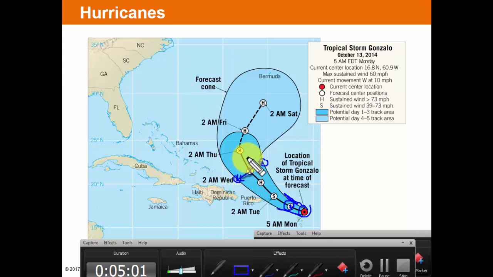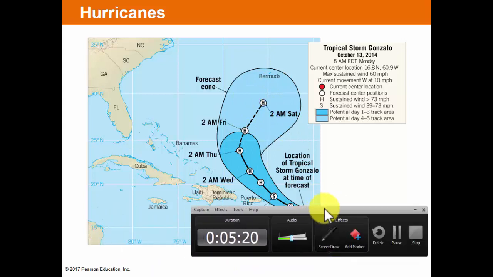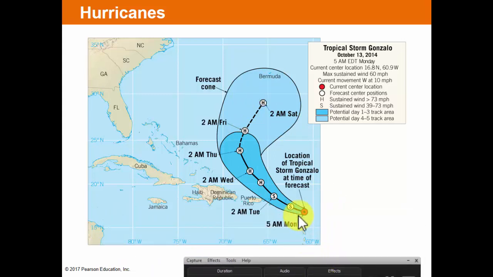Then you go out 72, 96, 120 hours. Now you have a very broad potential margin of error. That center of the storm can be anywhere along that line from way over here to the middle to way over there. So when you're looking at the cone with a hurricane forecast, please remember that what that cone's telling you is the center of that hurricane could be anywhere in that cone during that time frame.